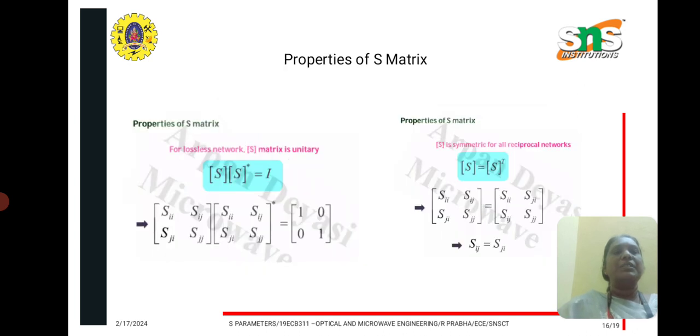The next property: for a lossless network, the S matrix is unitary. This is the unitary property. The S matrix multiplied by its complex conjugate is equal to the unity matrix. The third property: S parameters are symmetric for all reciprocal networks. That is, the S matrix is equal to the S matrix transpose for reciprocal networks. That is, we can write Sij is equal to Sji.